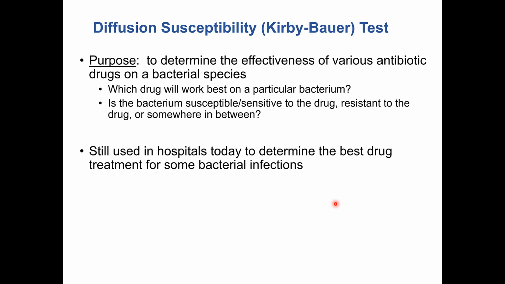Another name for this test is the diffusion susceptibility test. The whole purpose of this test is basically to figure out which antibiotic drugs work the best against different bacterial species. So which drug will work best on that bacteria? Another way to think about this, in terms of the bacteria, is: is the bacteria susceptible to this drug or another drug? Or is it resistant to these drugs or some of these drugs?